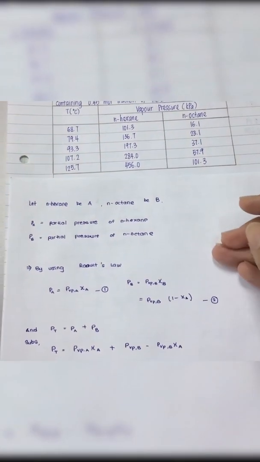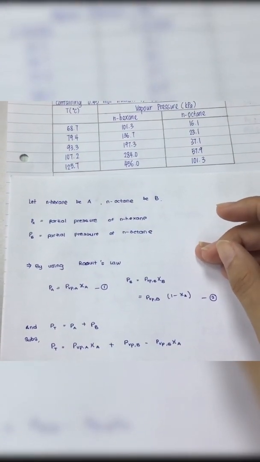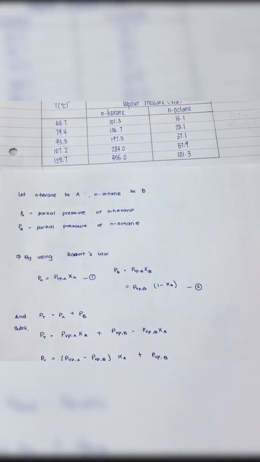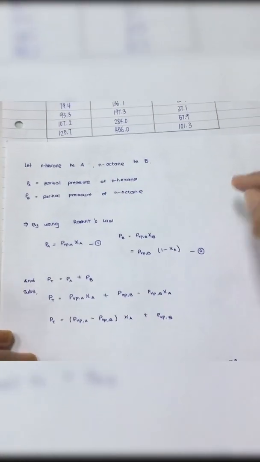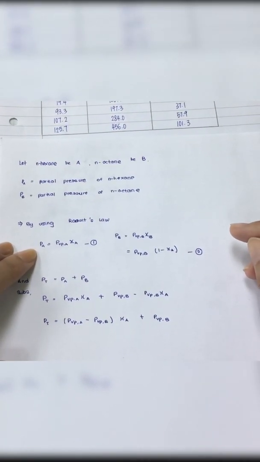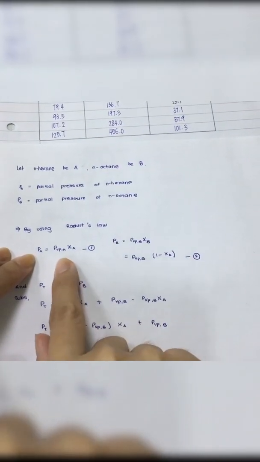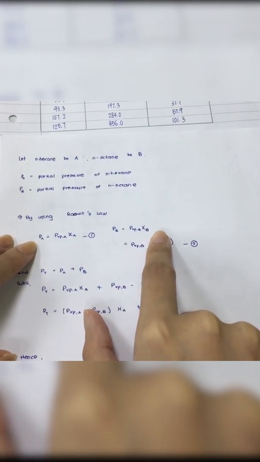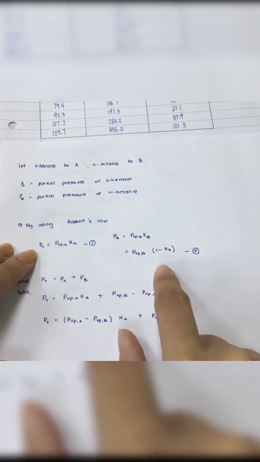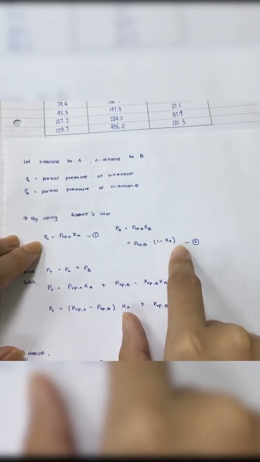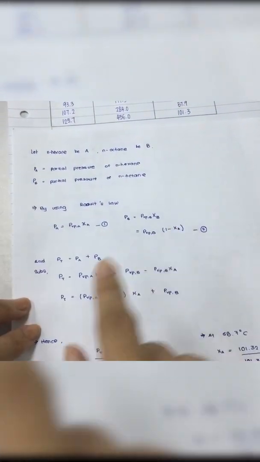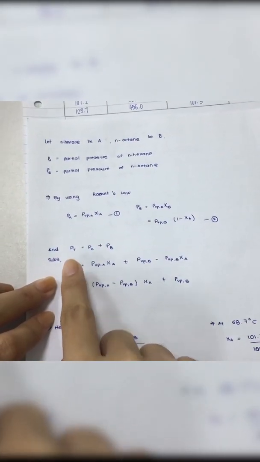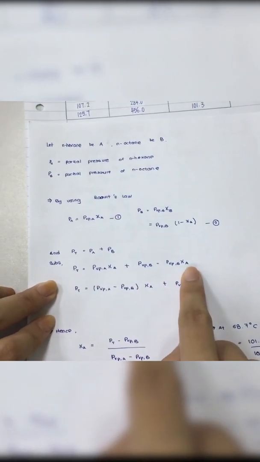So we continue to calculate using Raoult's law. Now we let n-hexane be A, n-decane be B, and PA is the partial pressure of n-hexane, PB is the partial pressure of n-decane. By using Raoult's law, PA is equal to P vapor A times XA, PB is equal to P vapor B times XB, where XB is equal to 1 minus XA. So by substitution, we substitute the PA and PB into the total pressure, which we will get this equation.